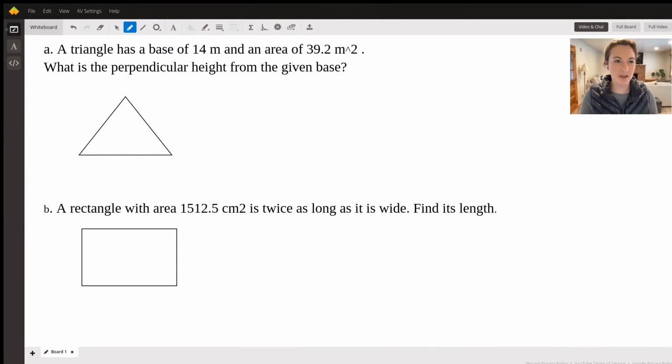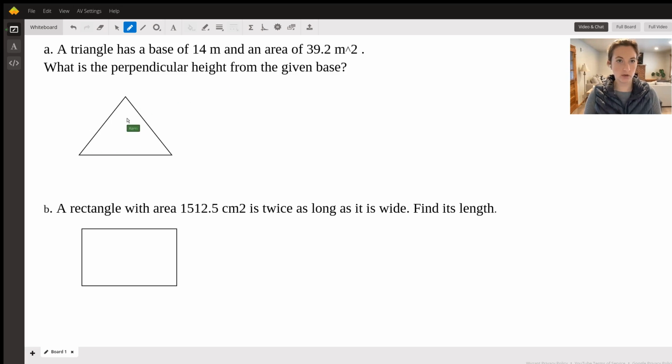Hi. All right, we've got some area questions with triangles and rectangles that we're going to try to answer here. So this first one, part A, says a triangle has a base of 14 meters and an area of 39.2 square meters, or meters squared. And we're trying to find the perpendicular height from the given base.